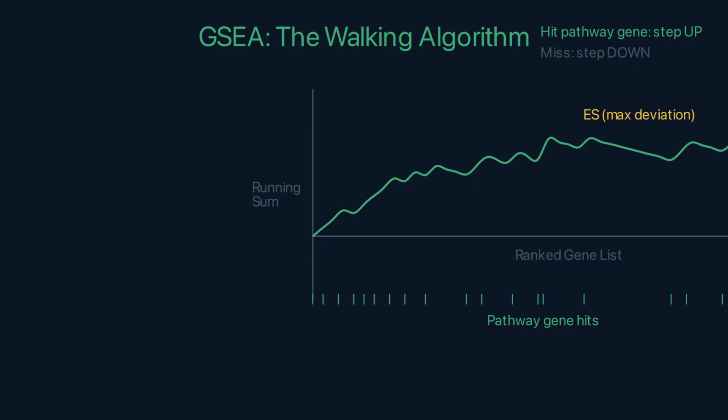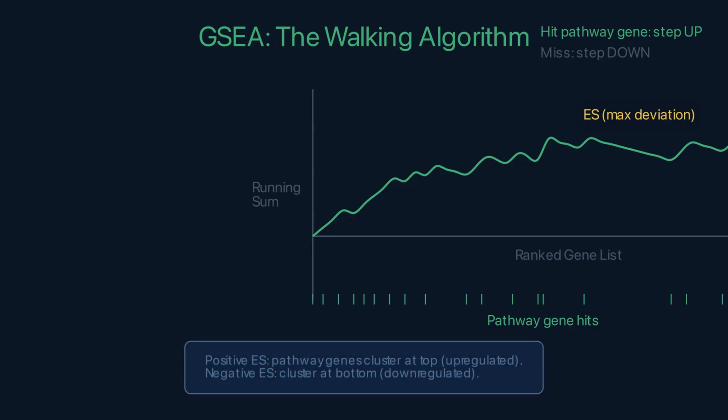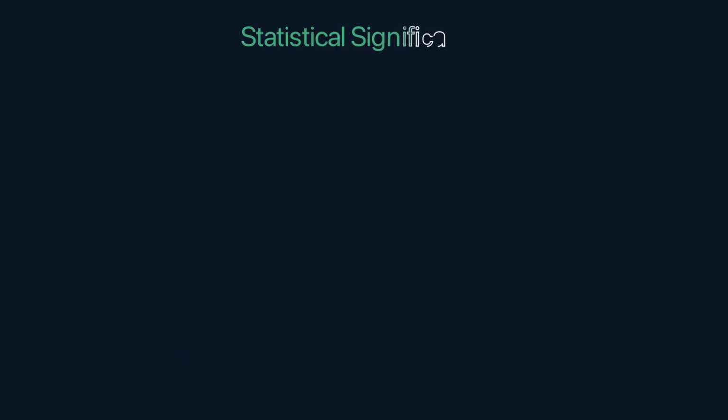A large positive enrichment score means pathway genes are concentrated at the top of the ranking, upregulated together. A large negative score means they cluster at the bottom, downregulated together. Is the enrichment score significant?